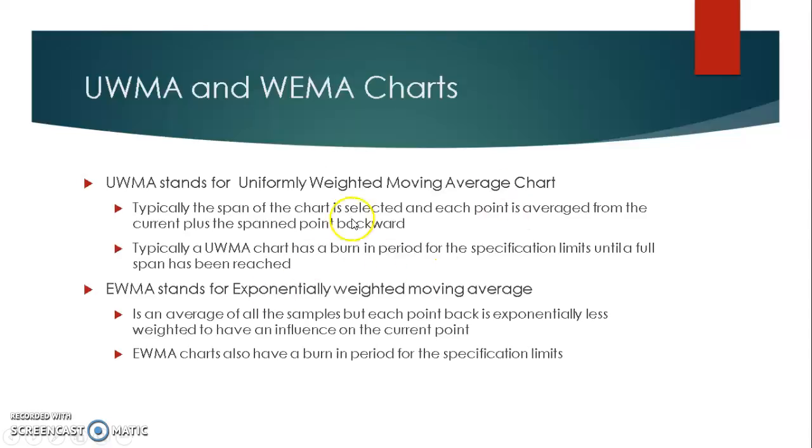As for the exponentially weighted moving average, the EWMA chart, basically this is a chart that samples everything and averages everything together, but the further back you are from the current sample, the less weight or influence you have on the current point. There's also a burn-in period for WMA charts, but it seems to be very similar to the uniformly weighted one.